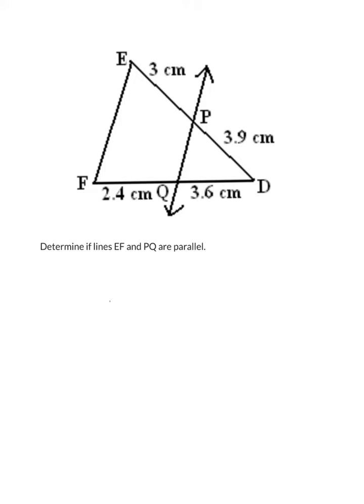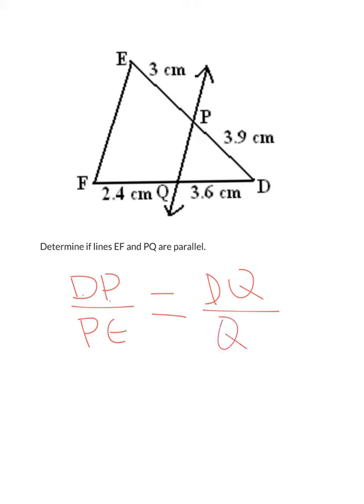let's see, DP over PE, we want to know if that ratio equals DQ over QF. If these two ratios equal each other, then yes, we have parallel lines for EF and PQ. That's what the converse of the triangle proportionality theorem tells us. But if those ratios do not equal each other, then no, we don't have parallel lines.